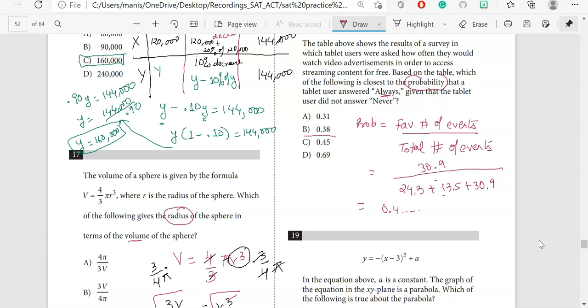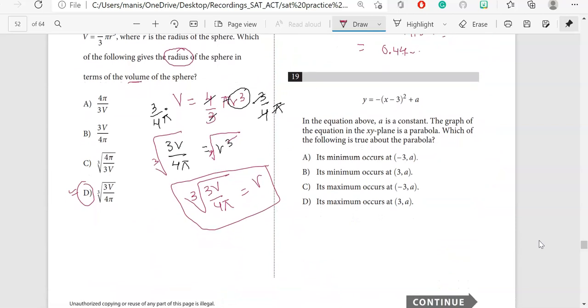When I round it, it will be what? 0.45. So this will be my correct answer for this. I think it will be 0.44 something. So this is the correct answer for question number 18. Let's go to question number 19.